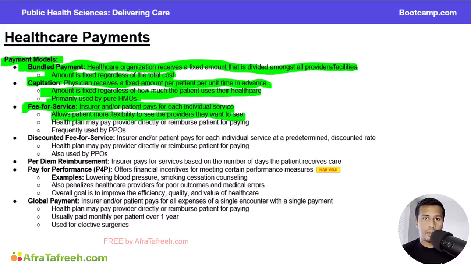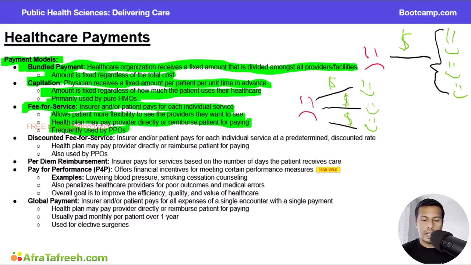The other thing to know about this, and this is going to be a recurring theme for some of the other payment models we're going to see, the health plan may pay the provider directly, or they may reimburse the patient for pay. This payment model is frequently used by PPOs. If you remember from the last section when we were talking about healthcare plans, something like a PPO where you have the flexibility to go and see the PCPs, the specialists that you want to see, there's a lot of flexibility with that. And fee for service is also a lot of flexibility, right? You can see the providers that you want to see, and you can pay each of those providers for their individual services.